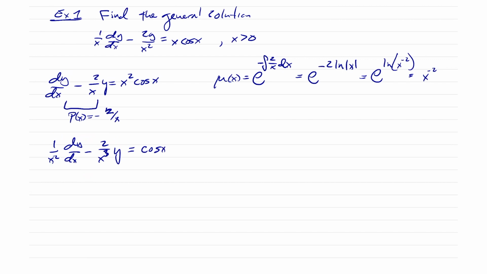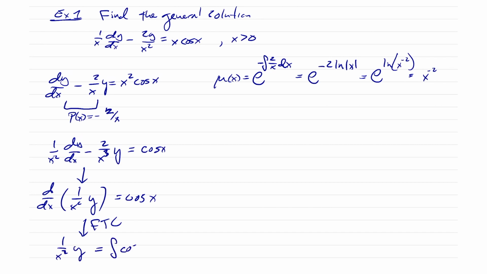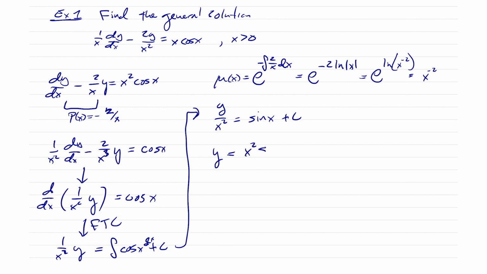So now I can go ahead and see that we have d by dx of 1 over x squared times y is equal to cosine of x. Integrate both sides, and so using the fundamental theorem of calculus, this is 1 over x squared times y is equal to the integral of cosine of x plus c dx. And ultimately, I have y over x squared is equal to sine of x plus c. Now I multiply both sides by x squared, and I get y is equal to x squared sine of x plus c times x squared. And that is the general solution to this differential equation.